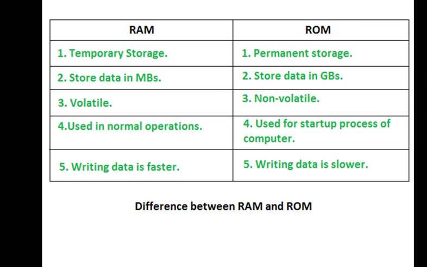And now let's see the difference between RAM and ROM. RAM is temporary storage, but ROM is permanent storage. By the definition we can differentiate. RAM stores data in MB, then ROM stores data in GB, like your hard disk, right? Then RAM is volatile. ROM is non-volatile. Volatile means when power is off, your data will be erased. But here after saving, when your power is off the data is still available, so that's what we call non-volatile. RAM is used in normal operations; ROM is used for the startup process of the computer. To boot up the process, it needs what? ROM. Writing data is faster in RAM, while writing data is slower in read-only memory. So these all are the differences between RAM and ROM.